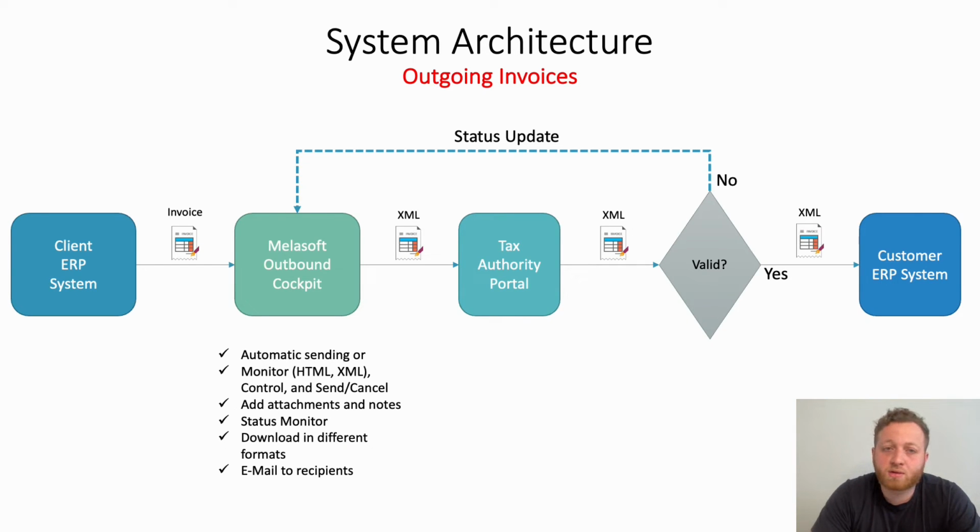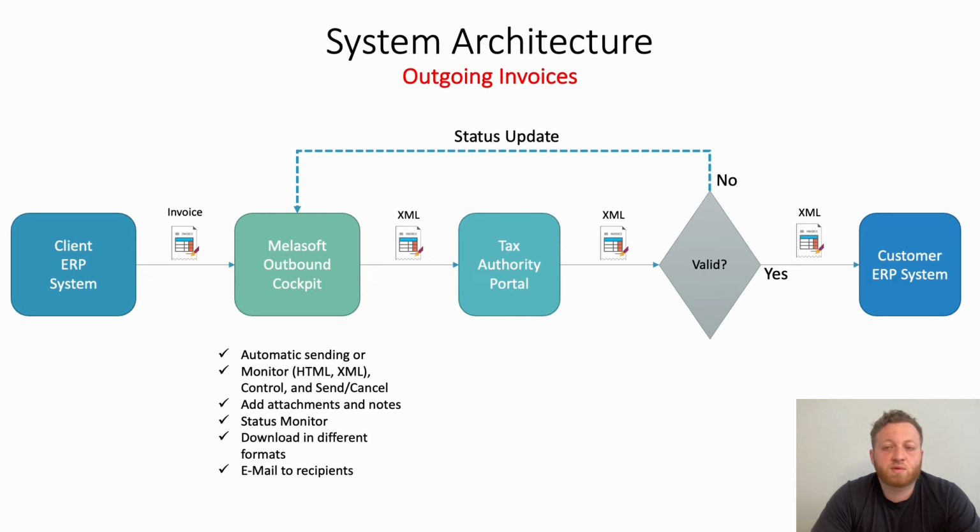Here, we're going to go through the system architecture of the outgoing e-invoices. So the general system architecture for outgoing invoices is given throughout this slide in the diagram. The invoice is created in the client ERP system, and it is mapped, and the XML file is created by the Melasoft add-on. The created invoice can be managed using the outbound cockpit.